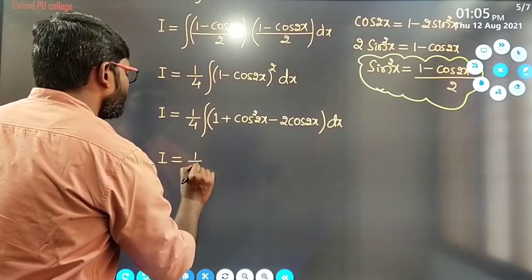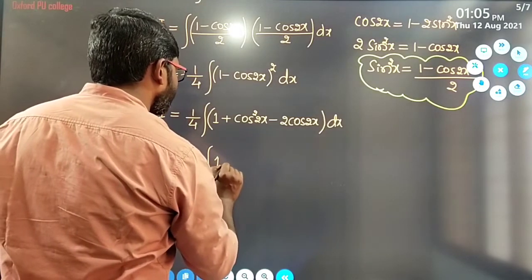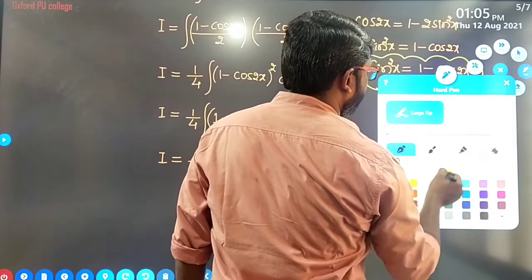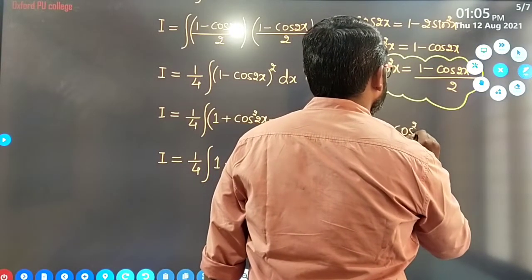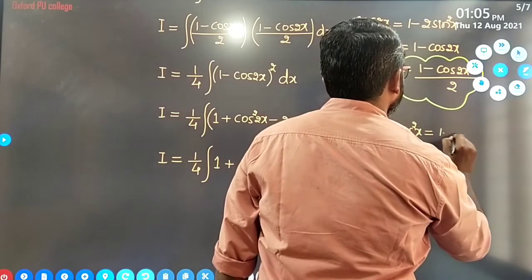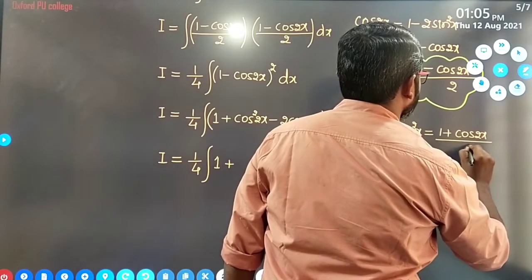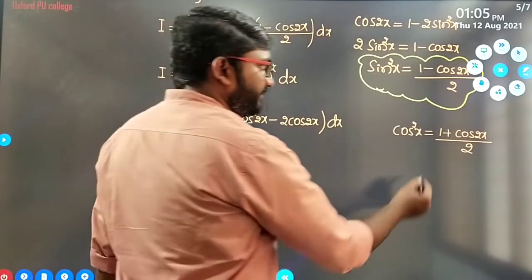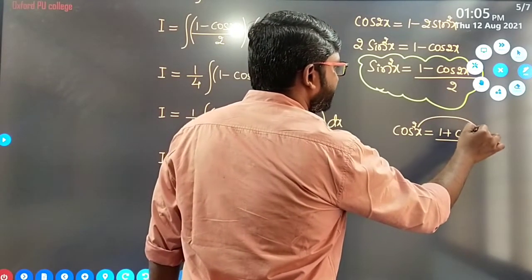I is equal to 1 by 4 integral 1 written as it is plus. Here we have the standard formula, cos square x is equal to 1 plus cos 2x by 2. So if it is x here, it has to be 2x. That means a double of this.